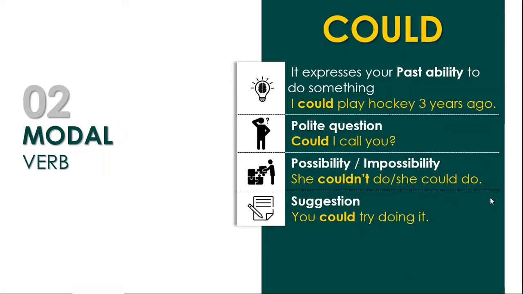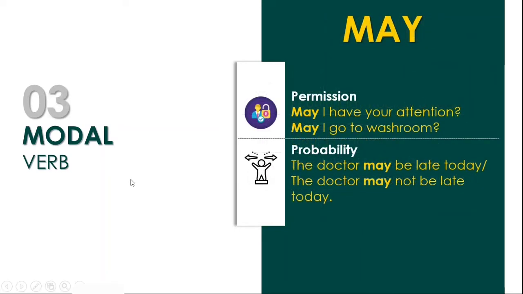Okay, and then you say possibility or impossibility. She couldn't do or she could do something about the past. वो कर सकती थी या वो नहीं कर सकती थी. Okay, then you have the suggestion again, you could try doing it, no problem, you could try doing it, that's called. And then we have what, 3, may. अब इसको ज़रा गौर से सुनिएगा. May is for the permission and it's for the probability as well.